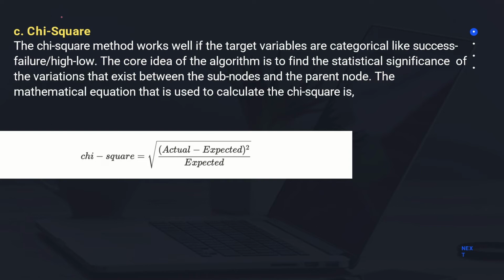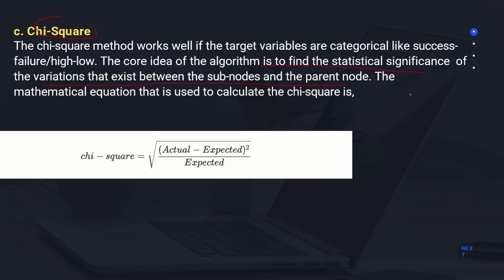Now moving forward, the next attribute in the decision tree is the chi-square test. The chi-square method works well if the target variables are categorical, like success or failure, high or low. We basically apply chi-square to a dataset that is categorical in nature, that is, where the target variable is in different categories like low, medium, high, or success or failure. The core idea of the algorithm is to find the statistical significance of the variation that exists between the subnode and the parent node.